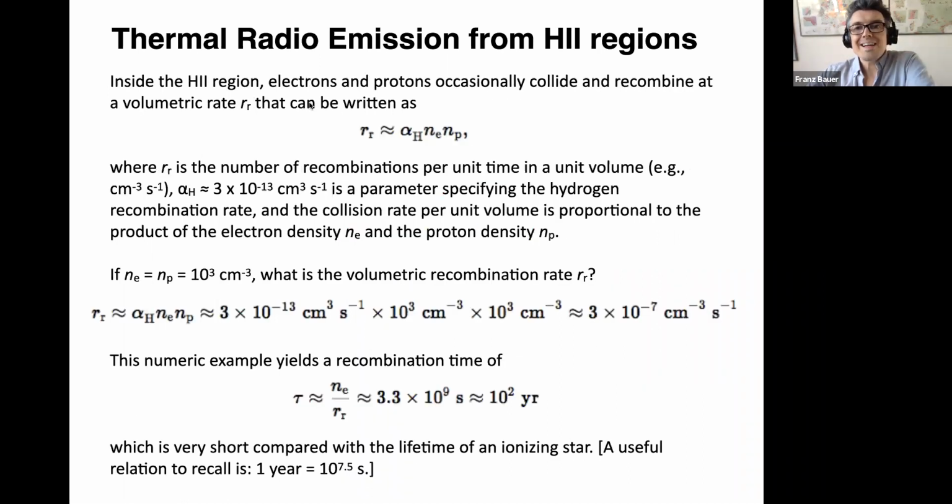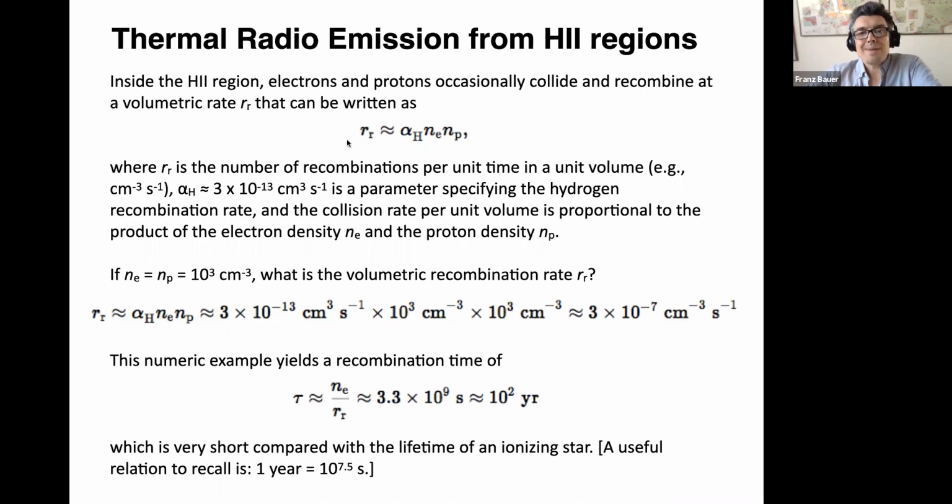Okay, so in this sort of situation, we have electrons and protons recombining, and we can write the volumetric rate of recombination as the density of electrons and protons times this recombination rate. This thing is the parameter specifying the recombination rate. So this is a probability per volume per second.